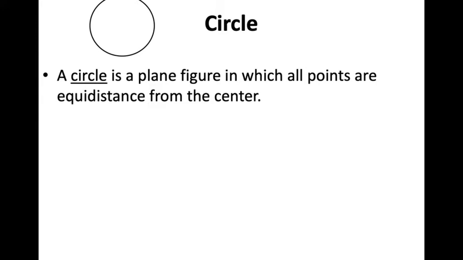If you draw something and then you measure from the center and get different values when you measure from different sides, like from the center to here, center to there, center to there, you have to get the same distance. If not, it's not a circle.